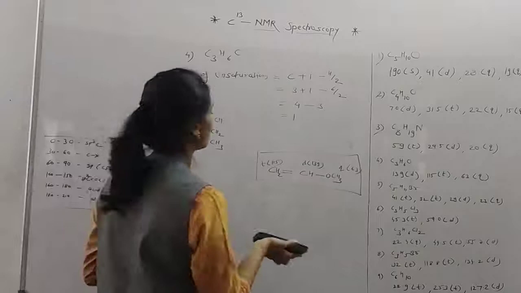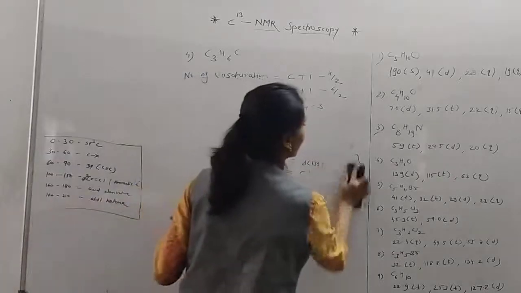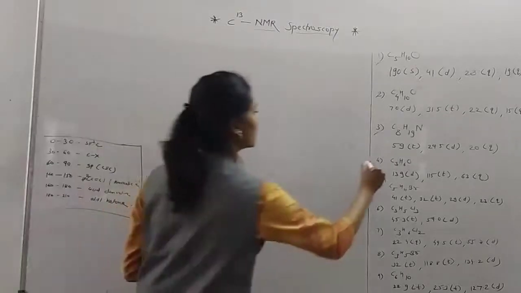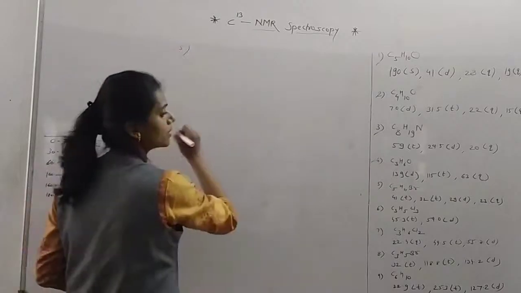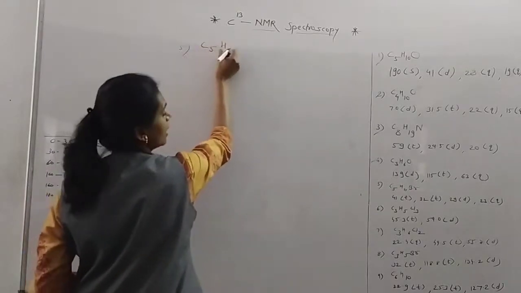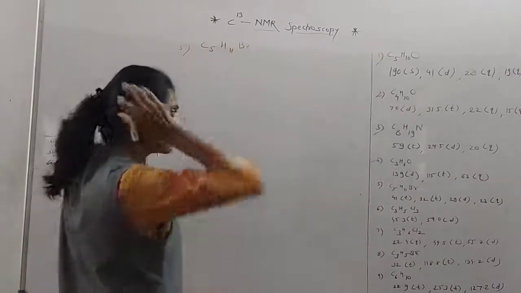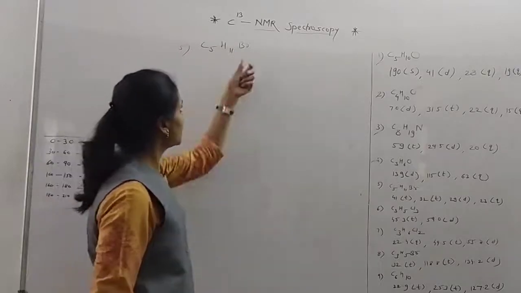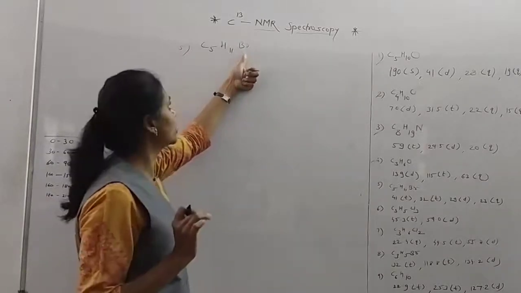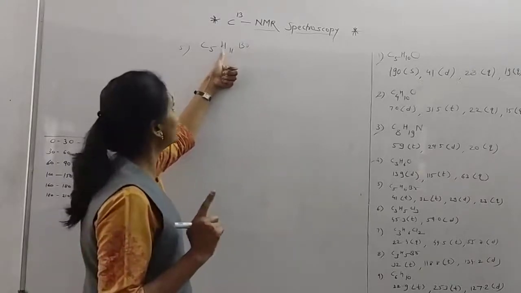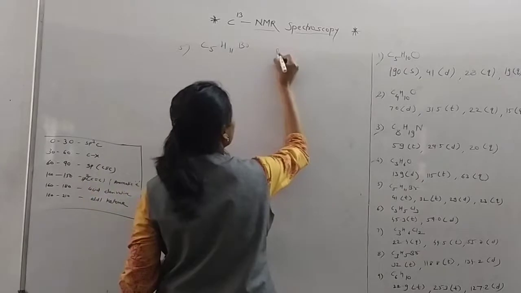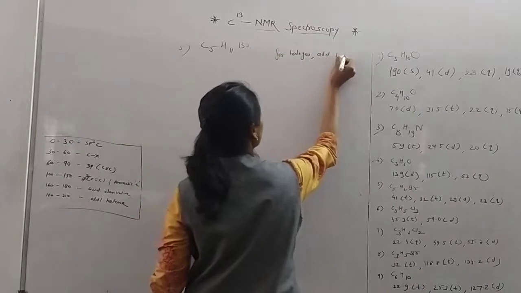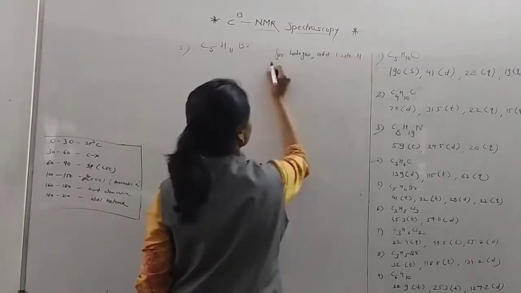Now let's see the next problem. Here, the fifth one. C5H11Br. There is another thing that must be remembered. When there is a halogen, add 1 into the hydrogen. So for halogen, add 1 into hydrogen. This is most important.